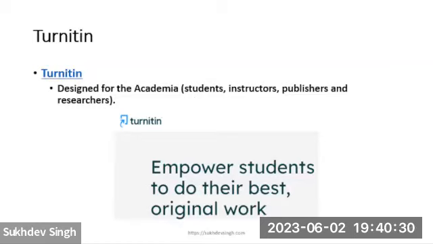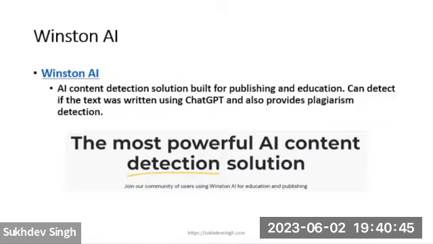Turnitin is another one, which is basically designed for students, instructors, publishers, and researchers, so that they can avoid plagiarism, and it can detect it. Winston AI is another AI tool. It can check whether the text has been written by ChatGPT or otherwise, or whether you have plagiarized otherwise. It can check.